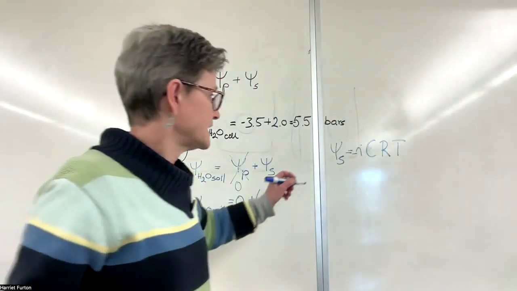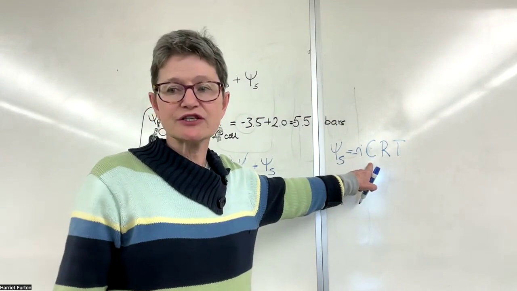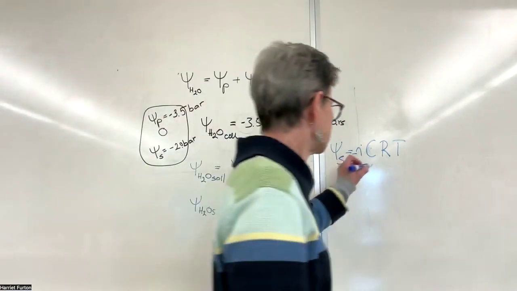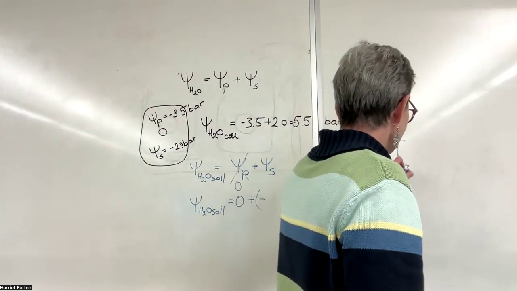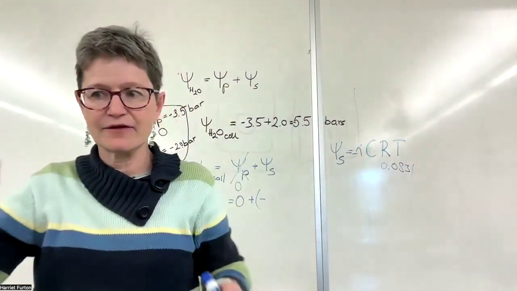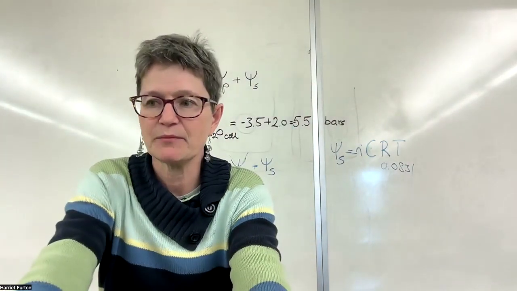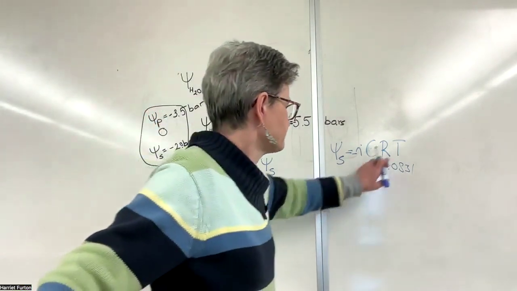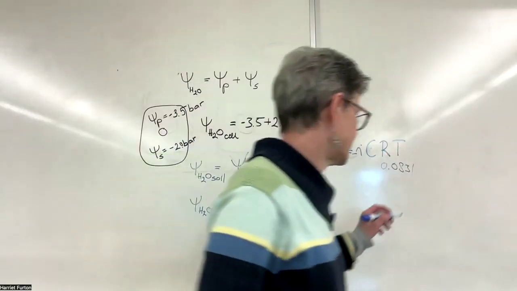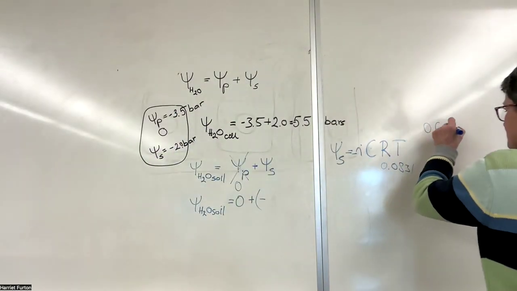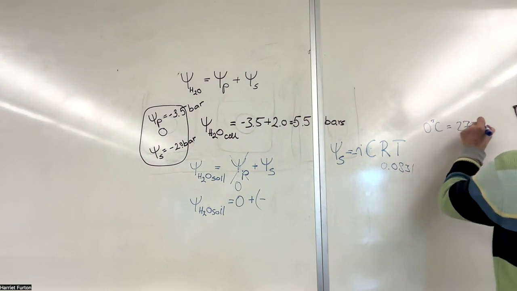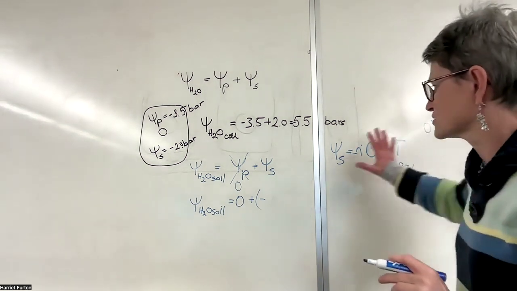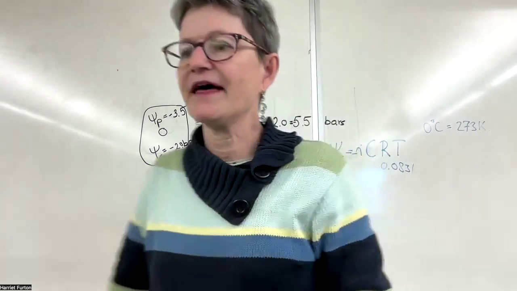So the C is the molar concentration. The R is the pressure constant, that is 0.0831 liter times bar per mole per Kelvin, and the T is temperature in Kelvin. So 0 Celsius is 273 Kelvin.